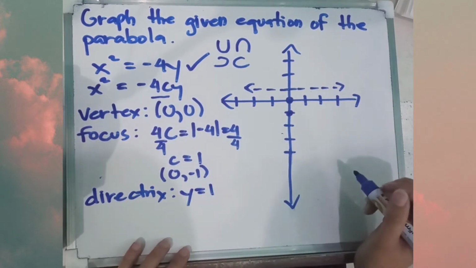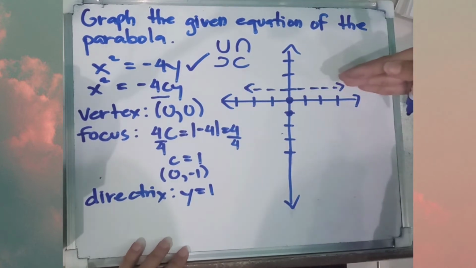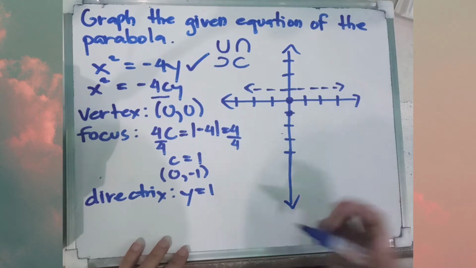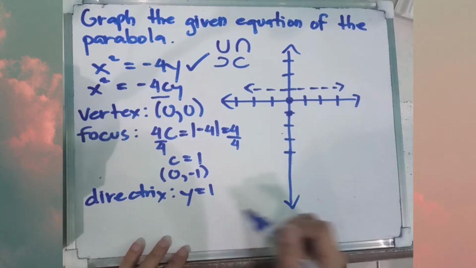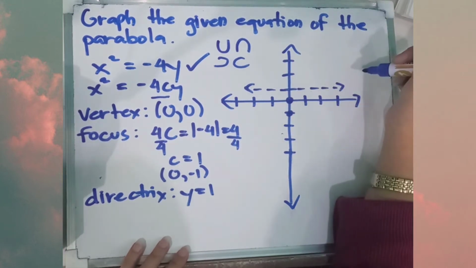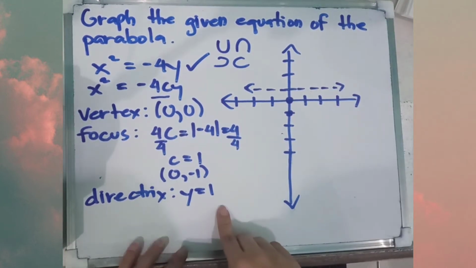Why y? Because it passes through the y-axis. If it passed through the x-axis, the equation would be x equals a certain number. But since it passes through the y-axis, our equation of the line is y is equal to 1.